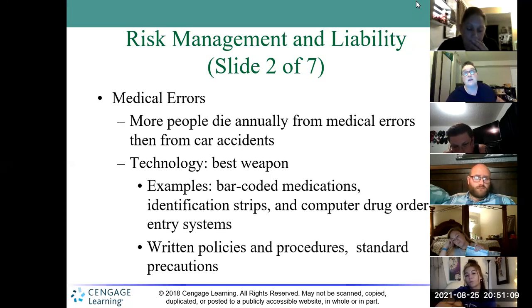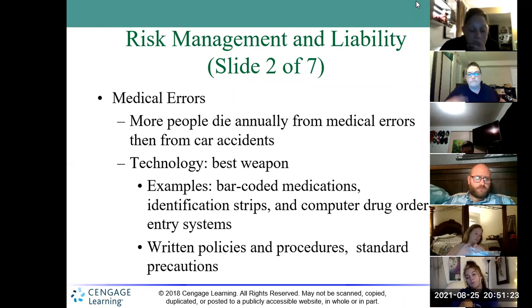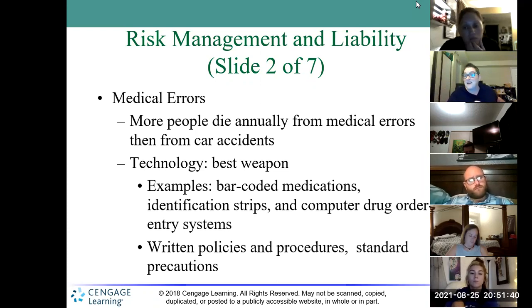Technology has definitely been the best solution for this. I hate how we call it a weapon. It has been a really great solution because now everything has a barcode. Circulators now have a scanner in their pocket, and they scan the barcode on the wristband of the patient, and the chart has a barcode on it, the medication has a barcode, the devices have barcodes, everything has barcodes. So everything is a lot more systematic, and it really cuts down on errors.